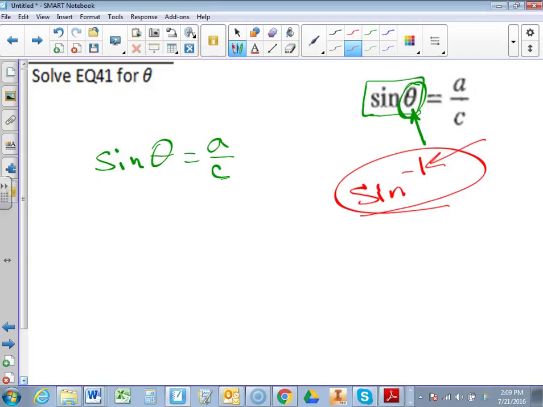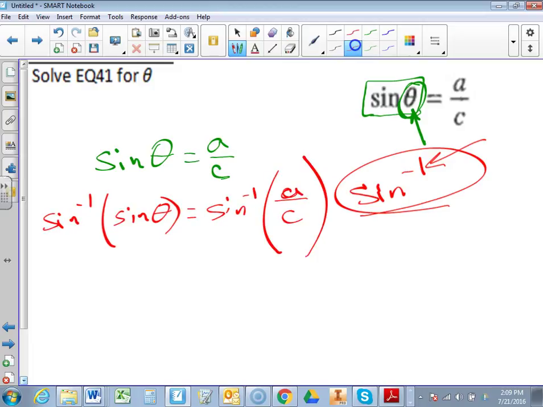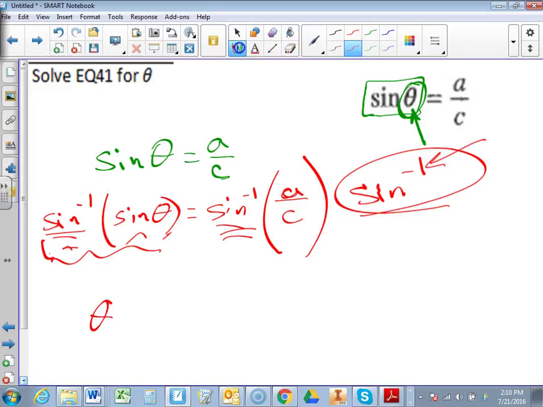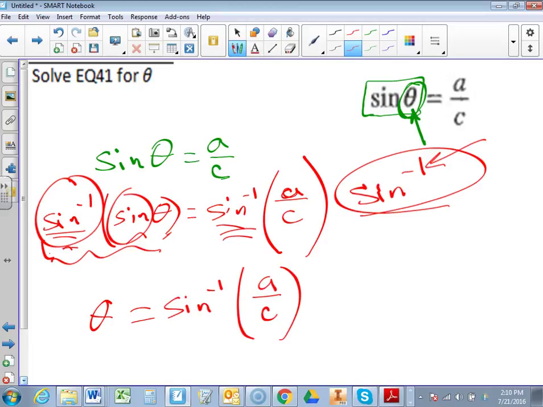I never write this step, but we'll do it here. I write inverse sine of the sine of theta equals, but remember I have to do it to both sides, like so. So I take the inverse sine of both sides. To be honest with you, I would never write that step, because what happens is this. Over here on the left, I end up with just theta, because the inverse sine and the sine cancel each other out. Over here I have the inverse sine of A over C. And that's as far as this one goes.